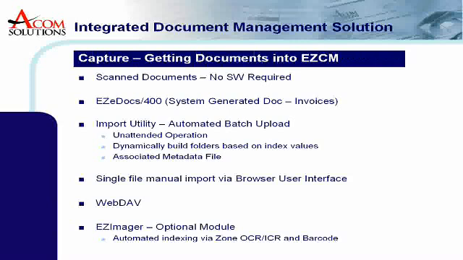And these would be anything like invoices, advanced shipping notices, anything that you're outputting. We can automatically capture that, index it, and store it in Easy Content Manager with really no manual effort involved. Our import utility sits alongside your server and automatically monitors your network drives for documents to upload into Easy Content Manager in batch. So again, no manual intervention here. We just monitor any network folders that you'd like to monitor, and we grab those documents and automatically import them.